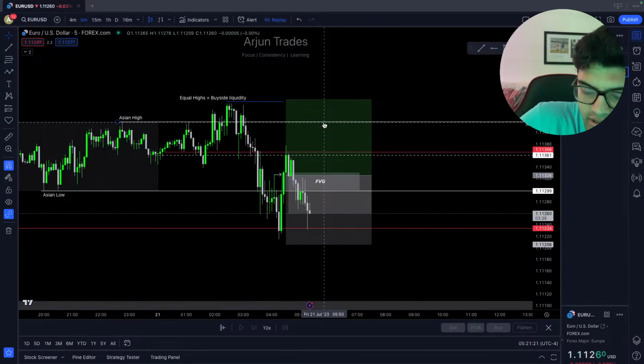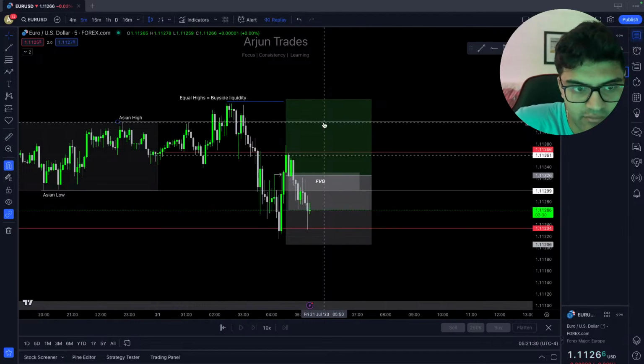There's no major news today anyway, so that's pretty good. Nothing to worry about. Could have this trade on if it stays here, if it consolidates. Could have it on for a long time.